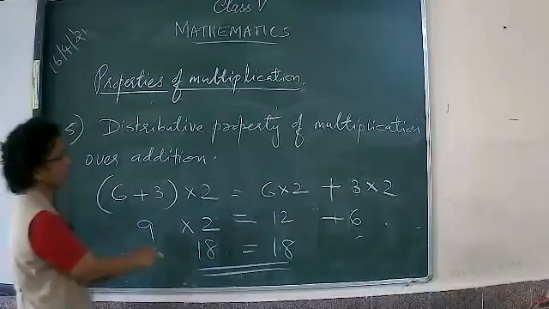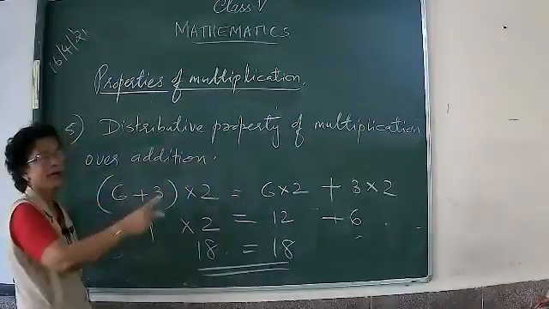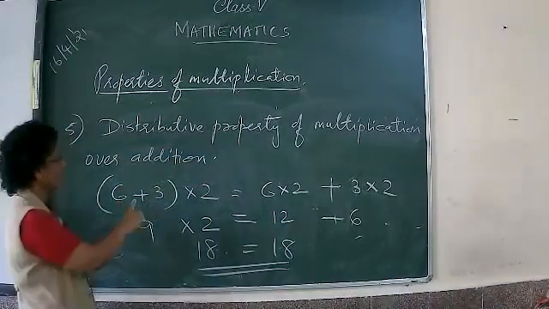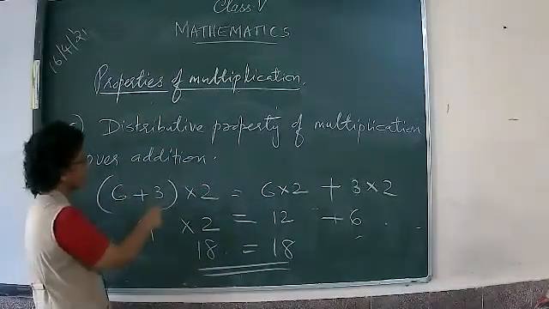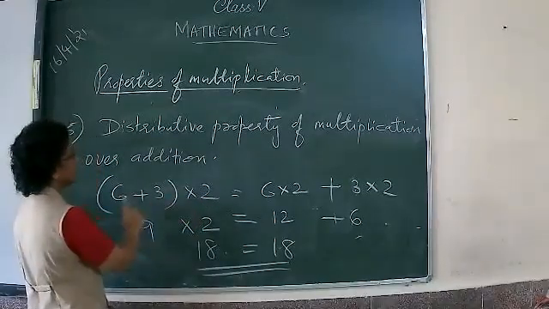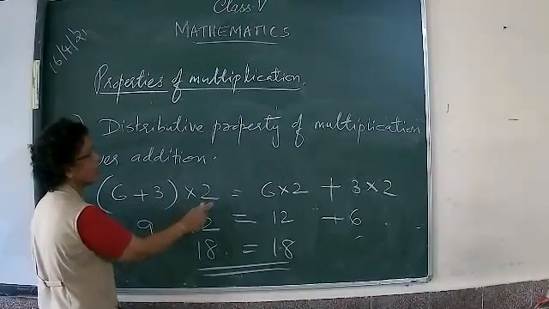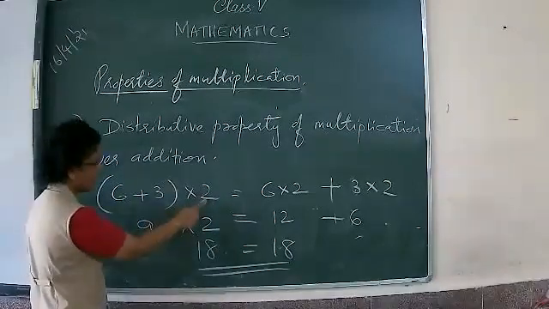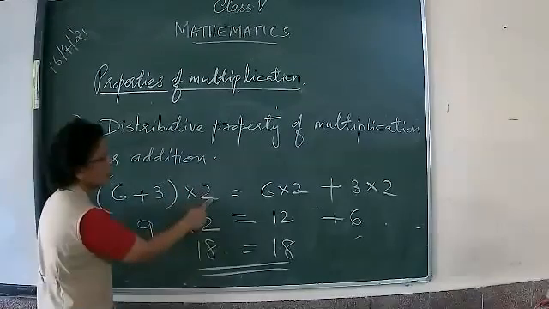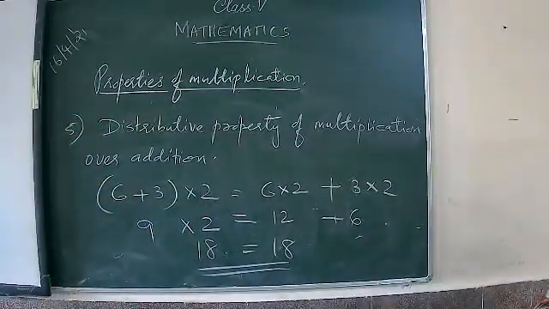What is this property called, children? Distributive property of multiplication over addition there. And when plus sign is there inside the bracket, the numbers are given, and multiplication here, these two numbers are multiplied by the numbers given outside. 6 multiplied by 2 plus 3 multiplied by 2. Clear? Copy down that.